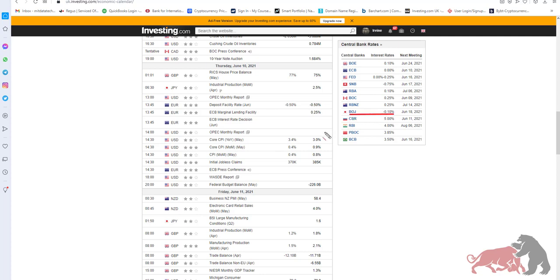Now, when we come to the interest rates here, we can clearly see the Bank of Japan has got interest rates set at minus 0.10%, right? And their next meeting is next week, sometime next week or the week after, that's June 18. Then we've got the Federal Reserve. They've got their rates set at 0 to 0.25%, meaning the US has got higher rates and Japan has got lower rates.